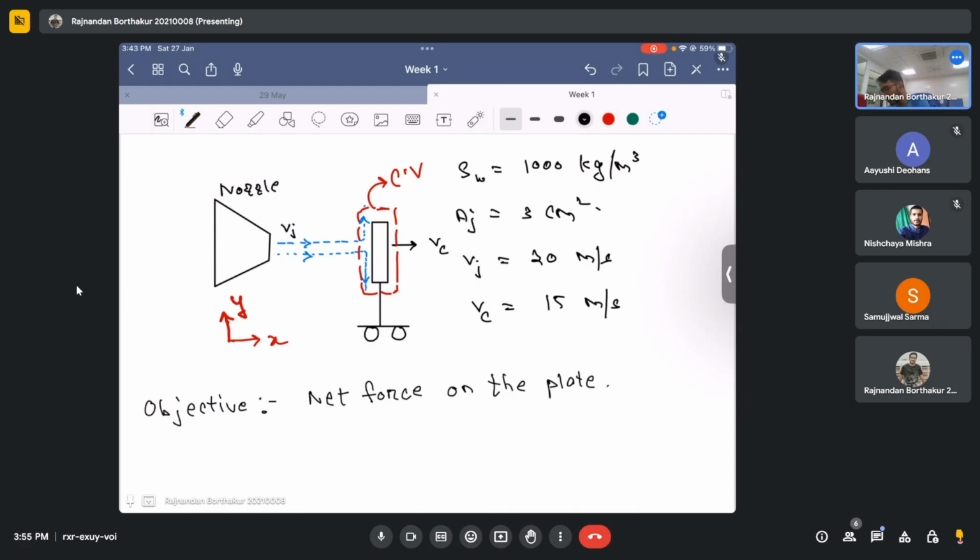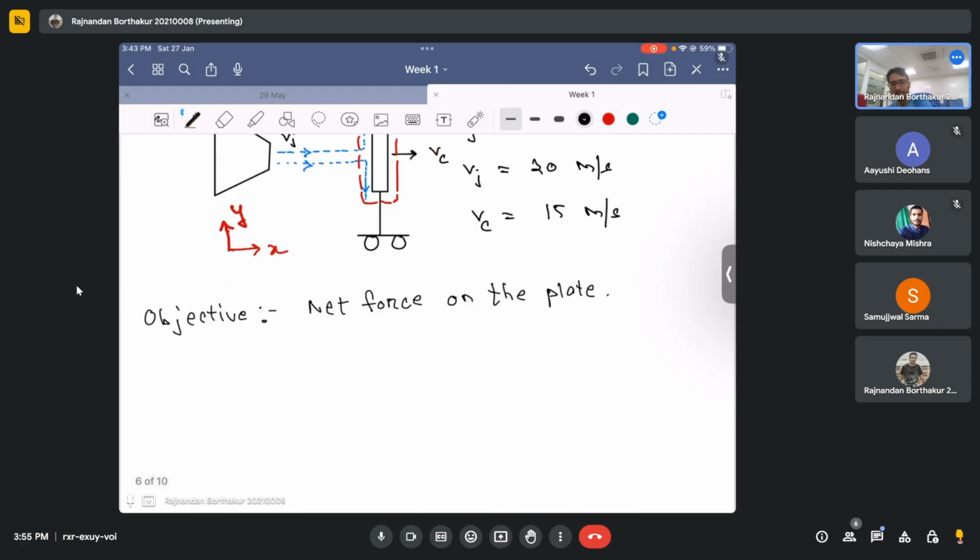We will start this first by describing the choice of the control volume. The control volume here, the CV, is basically attached to the plate or cart, whatever you say, it's plate or cart. This is the first thing.